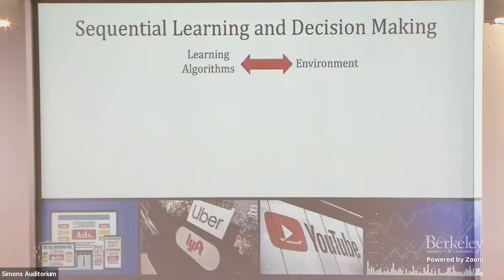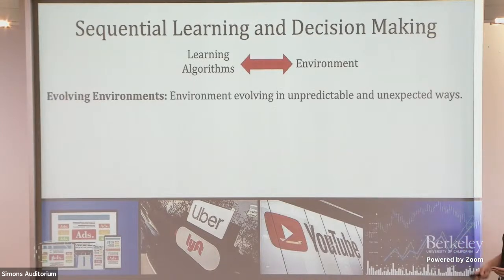Now, what has happened, and why we have heard so much about sequential decision making and learning, is that the assumption that the world remains stationary, nice, and IID is less and less the case the more these algorithms enter the practical domain. Learning algorithms and environments are interacting in many different ways that make the data evolve. Sometimes the data is evolving because the environment is evolving in unpredictable ways, for reasons that we cannot account for.